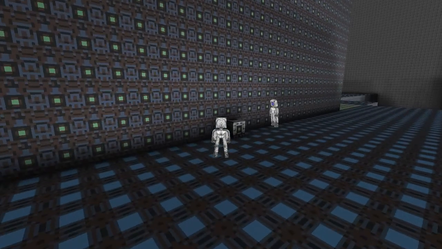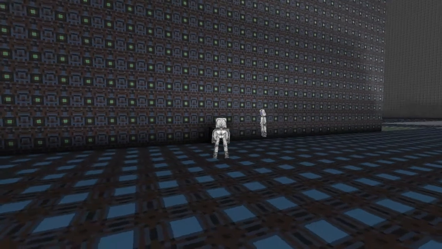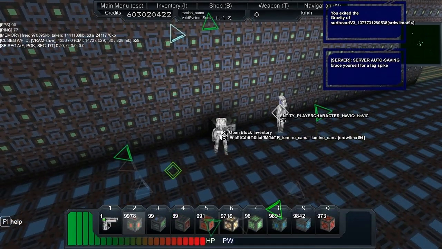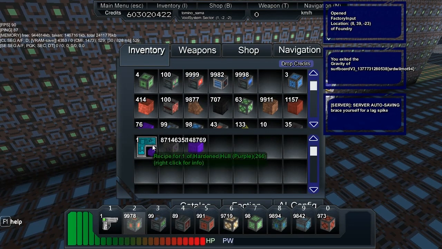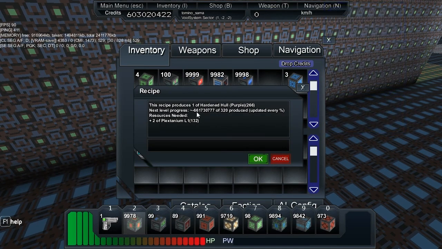Well, I'll start with I broke a recipe by making it go to level 32. You can look at the recipe in there. It says negative numbers. Let's have a look. So yeah, recipe, right click for info. Next level requires minus 66 million of 320.